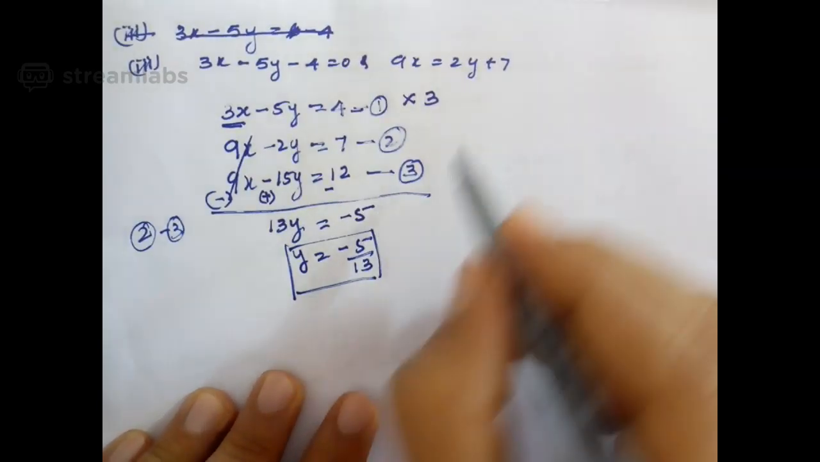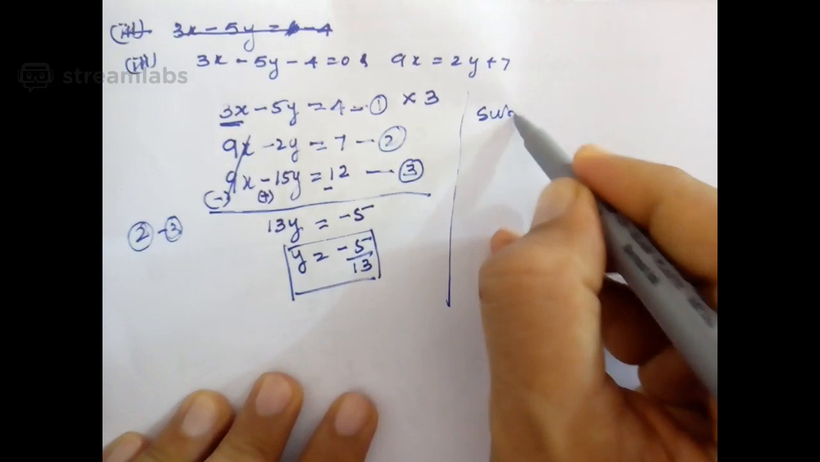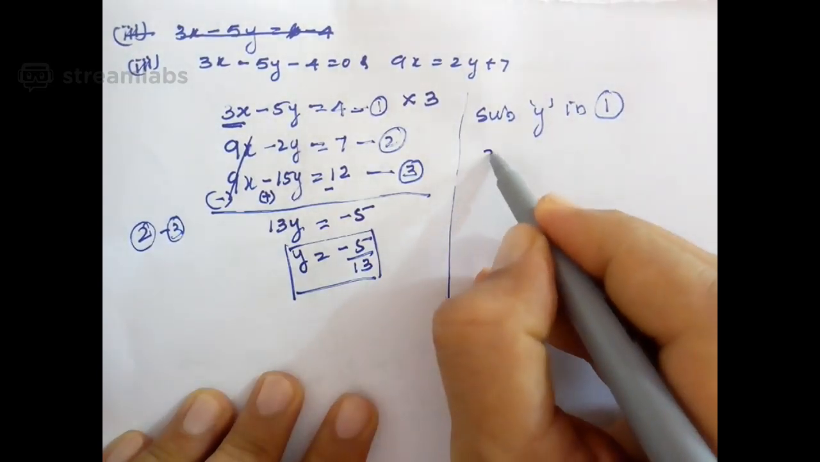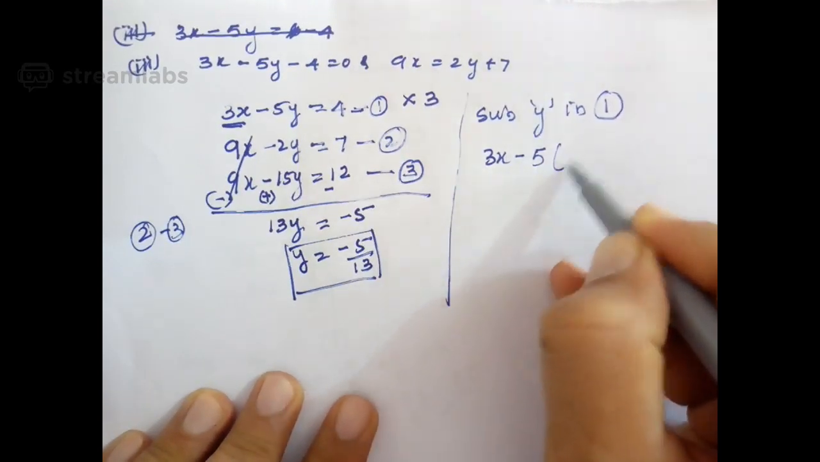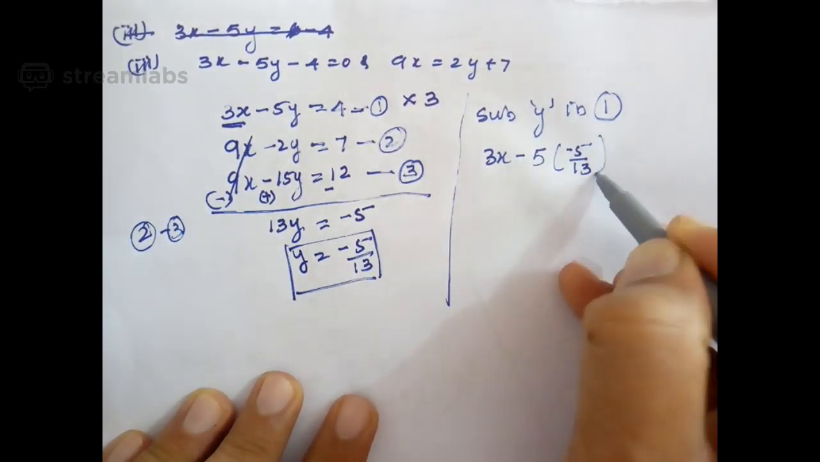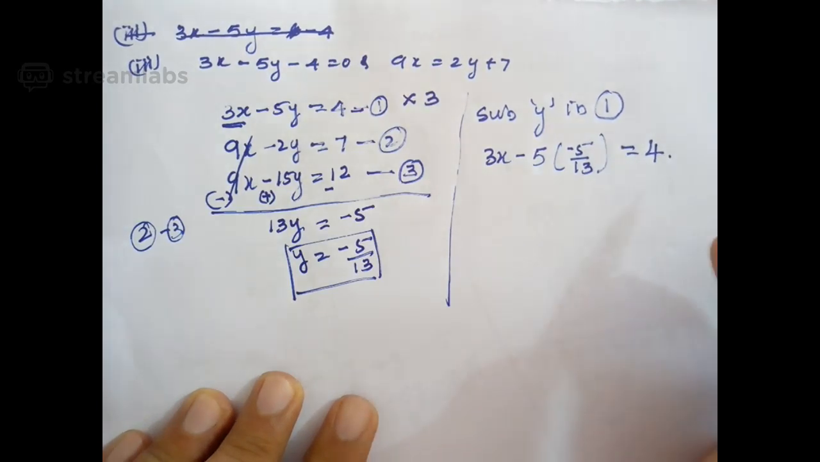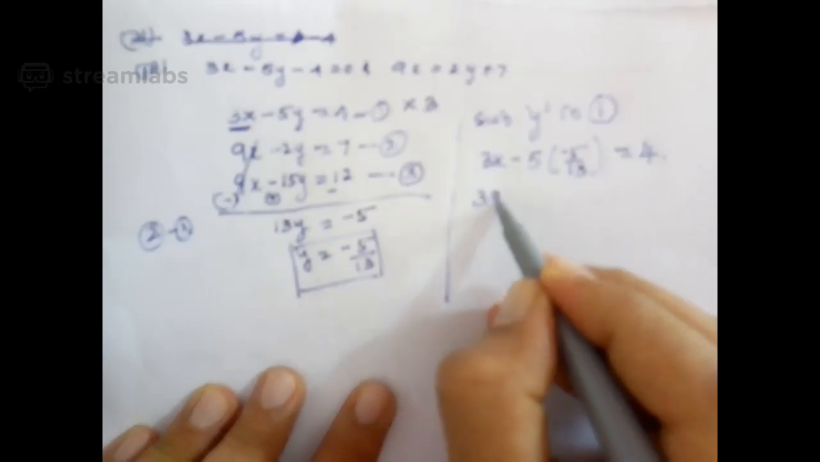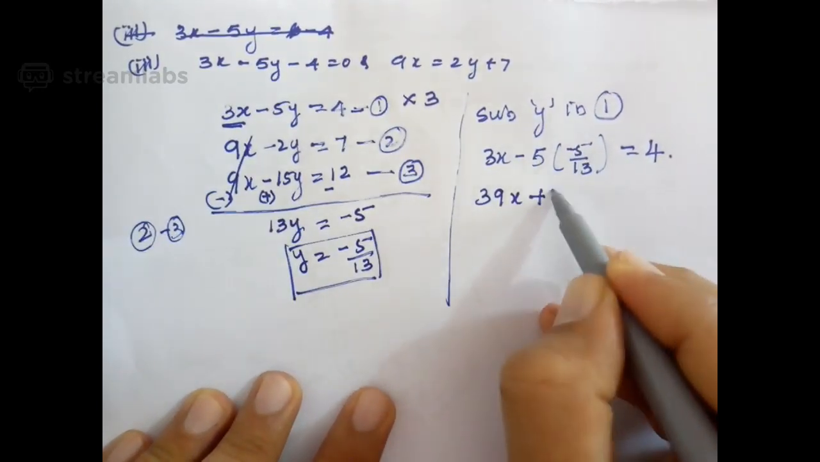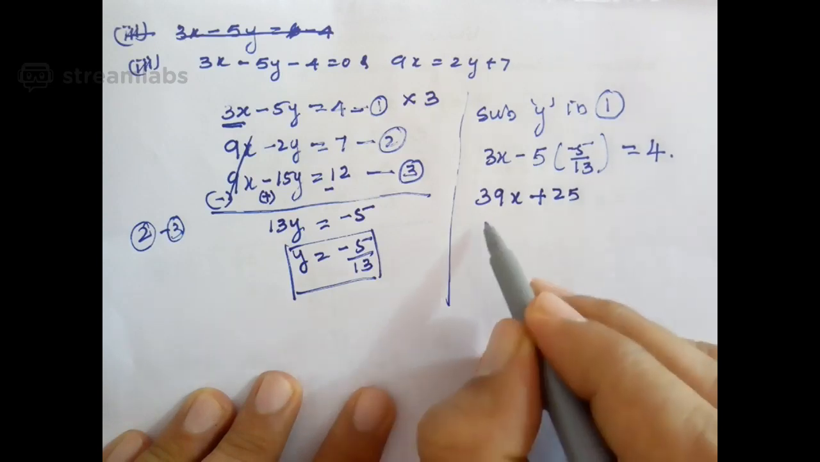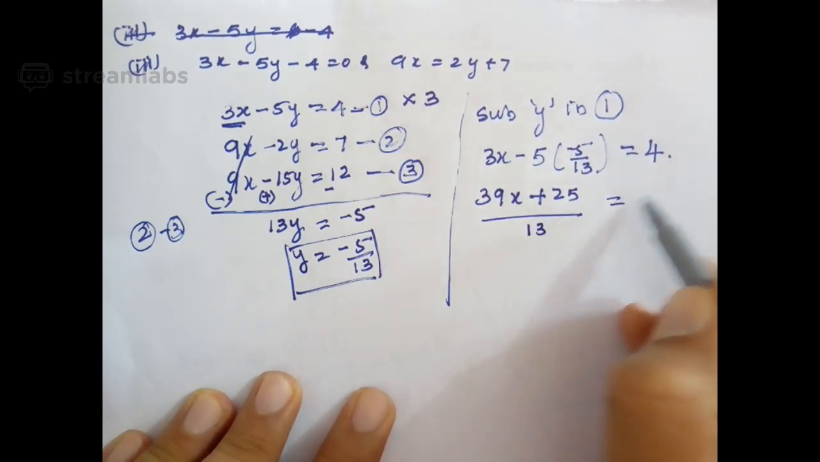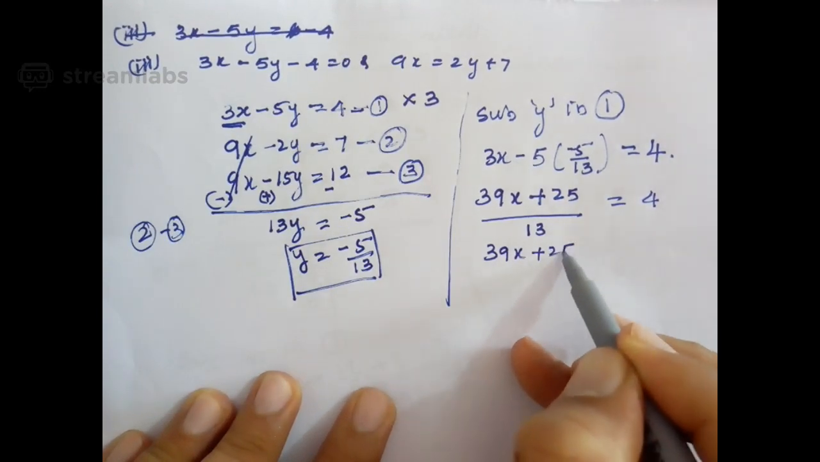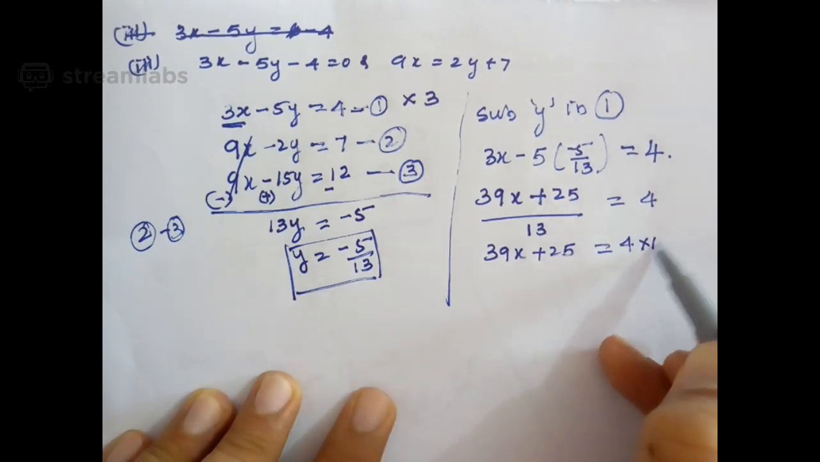Now find the value of x, that is, substitute y in equation number 1. That is 3x minus 5 into minus 5 by 13 is equal to 4. Then take the LCM. 13 into 3x is 39x. Minus into minus is plus 25 by 13 is equal to 4. That is 39x plus 25 is 4 into 13.